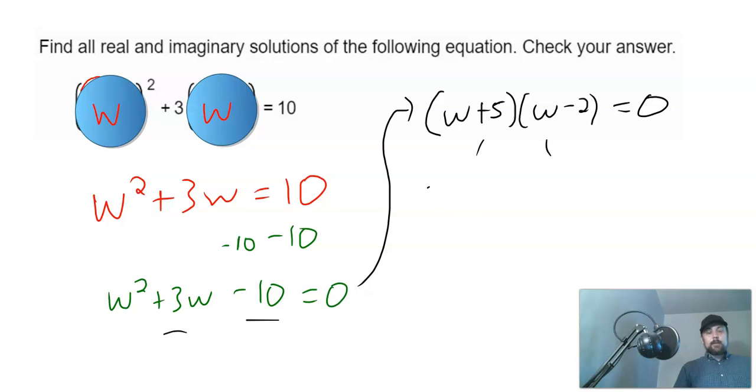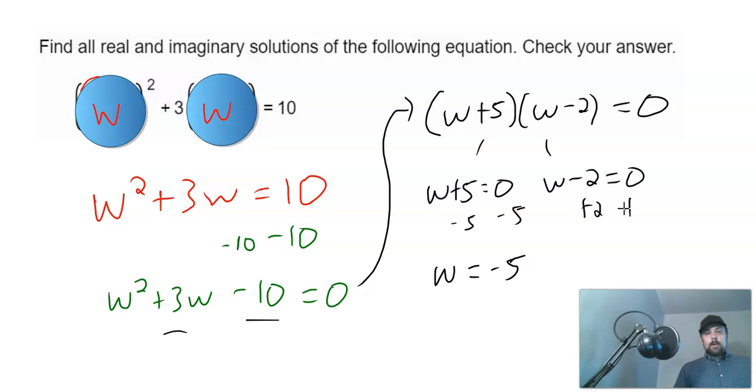Then you can set each factor equal to 0, so you get w plus 5 equals 0, w minus 2 equals 0. Then you can solve for w. And you get w equals negative 5 and w equals positive 2. So you solved the equation, right? And because you've solved it, you want to type this answer into Math Excel. And so you type in negative 5 and 2.